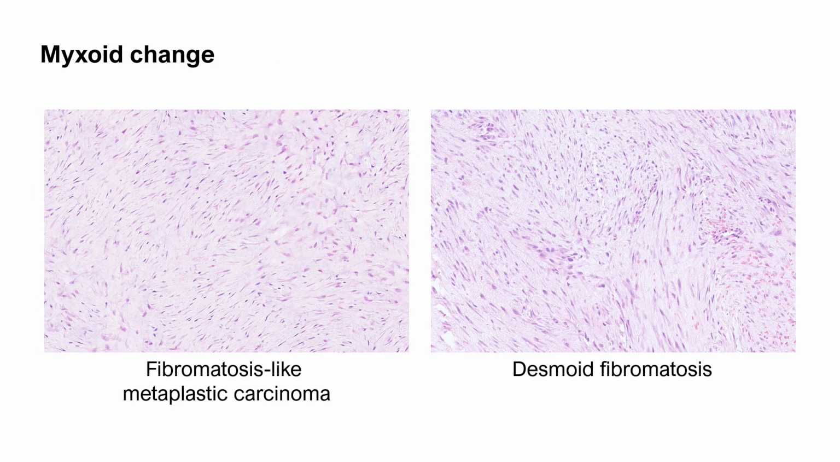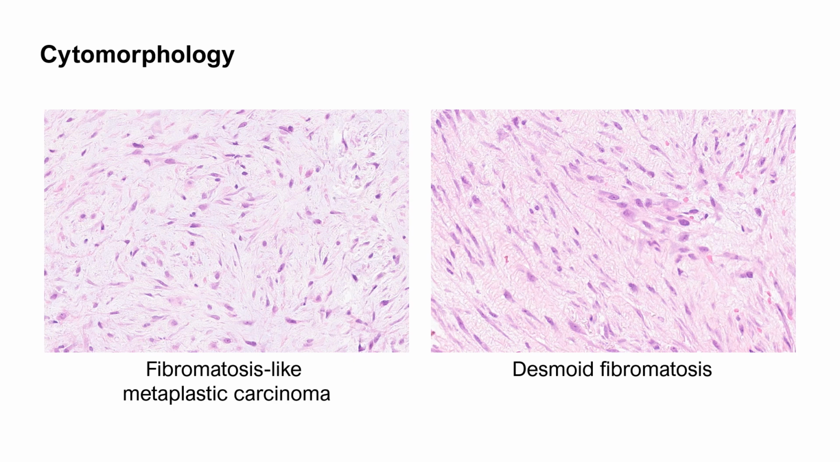Myxoid change can be equally apparent in both lesions. And by cytomorphology, I think that the cells are effectively morphologically identical. Both of these show these stellate to ovoid spindle cells, variably prominent nucleoli with these tapered cytoplasmic processes. And for all intents and purposes, I would say that the cells themselves are identical.